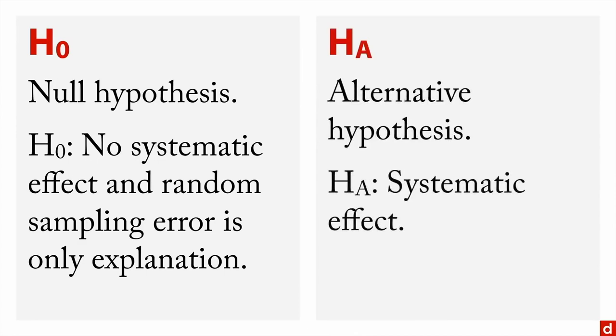And then contrast that with H1, which is the alternative hypothesis. And this really just says that there's a systematic effect, that there is in fact a correlation between variables, that there is in fact a difference between two groups, that this variable does in fact predict the other one. Let's take a look at the simplest version of this statistically speaking.